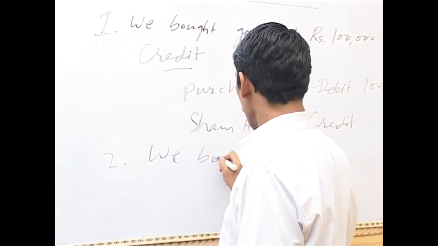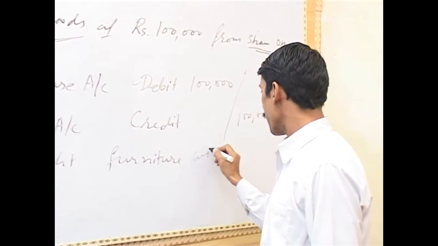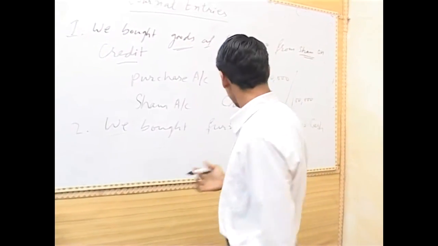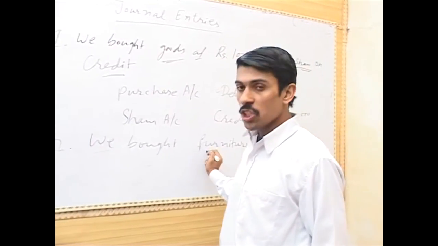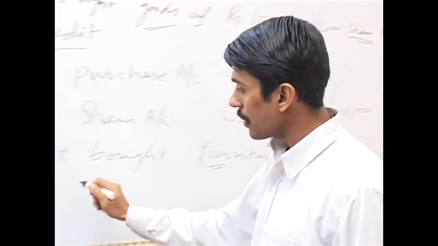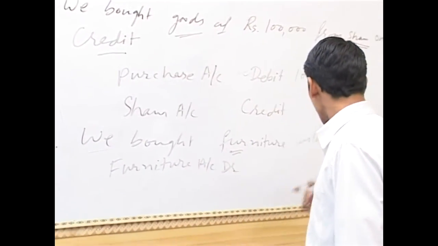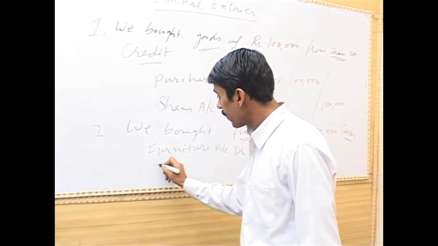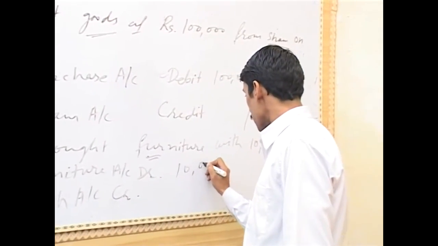One more example. We bought furniture with 10,000 cash. By paying the 10,000 we have bought furniture. So furniture asset will increase and cash asset will decrease. Increase in the furniture asset. So furniture account debit, and cash is decreased, so decrease in the asset is credit. Cash account credit, this is 10,000.